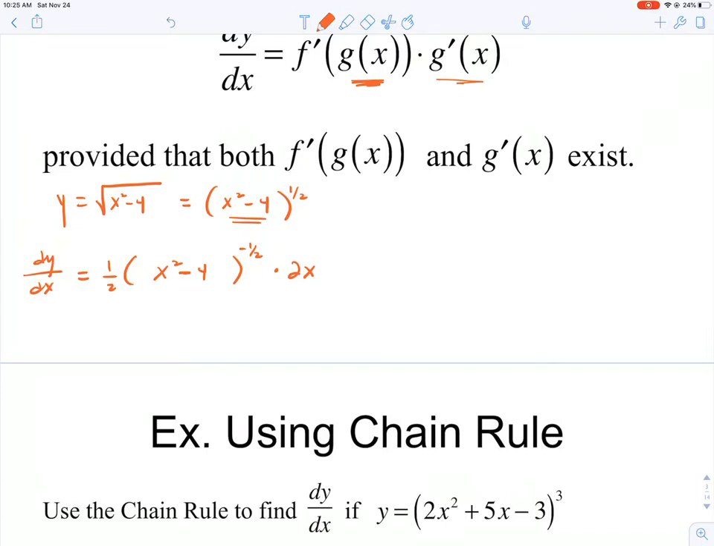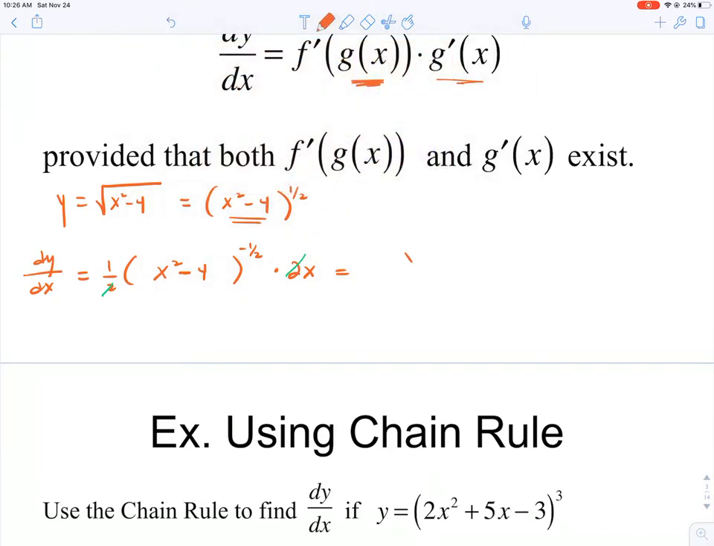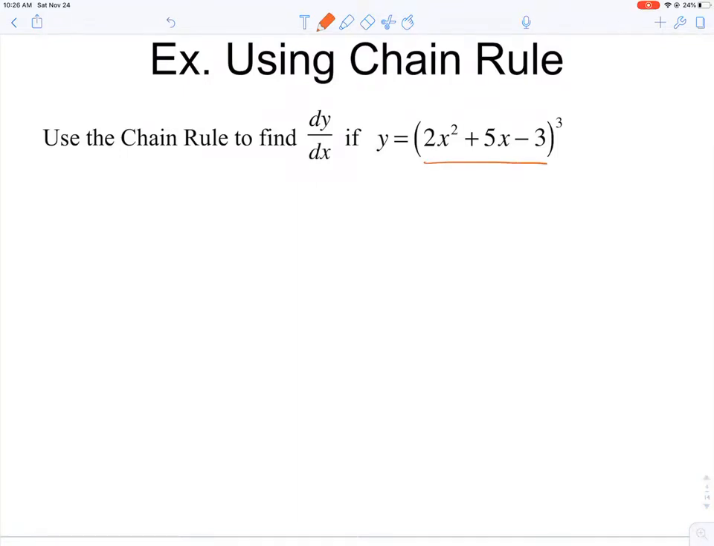Okay, and then to rewrite that without the negative exponent, you see that the 2's would cancel. So we would just have x over x squared minus 4 to the 1/2 power. Okay, so this function, you could multiply this out to be able to just use power rule. You could also rewrite as a product, well, you would still have to use chain rule though. But we don't want to have to multiply this out.